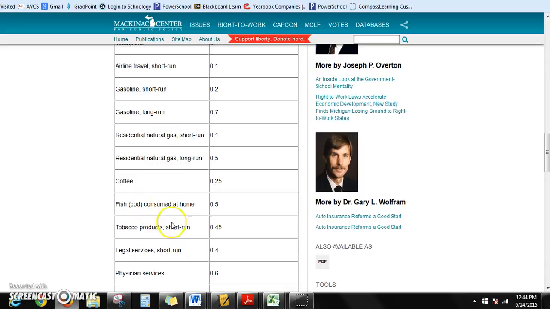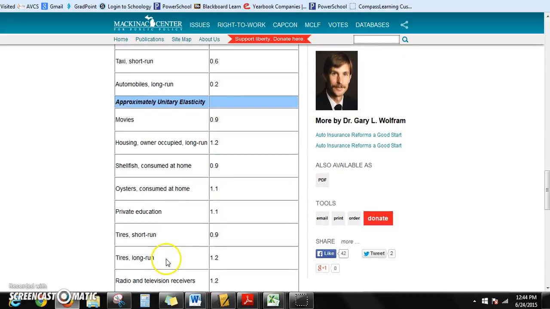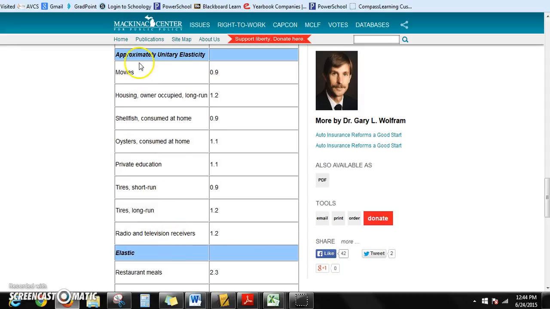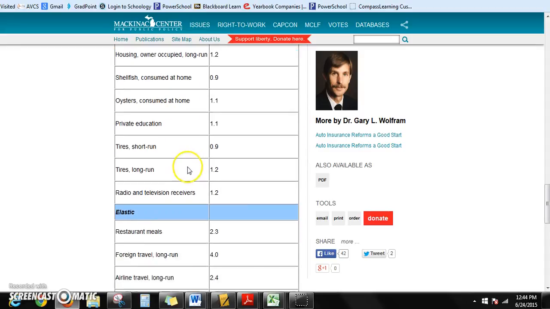Okay, so these products are inelastic, and they give you a lot of examples. Even fish is on there, and tobacco, and so forth. Then you have unitary elasticity, which is pretty much saying that if we increase the price of movies by 10%, then it's probably going to decrease the demand for movies, but it won't decrease it that much. So typically it's a wash for a company. So you increase your prices, you might decrease your demand by 10%, but you're not really making any money, you're not losing any money. That's what that means.